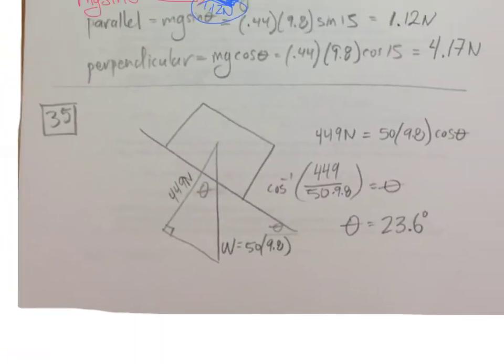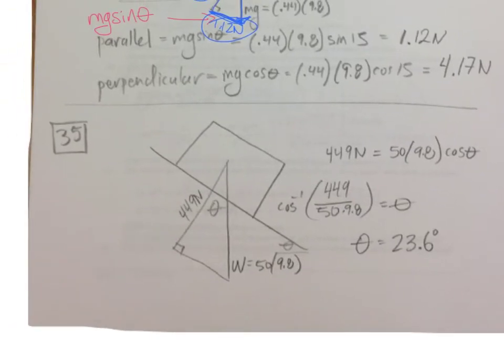Question 35. Kohana, who has a mass of 50 kilograms, is at the dentist's office having her teeth cleaned. Love the dentist, as shown in that figure. If the component of her weight perpendicular to the plane of the seat of the chair is 449 newtons, at what angle is the chair tilted?